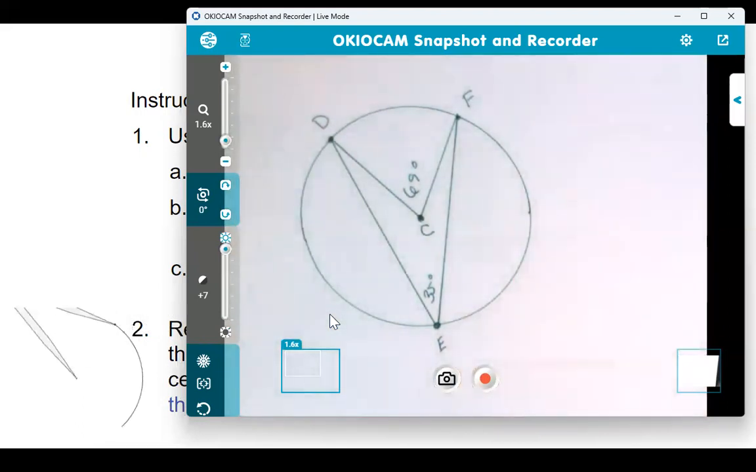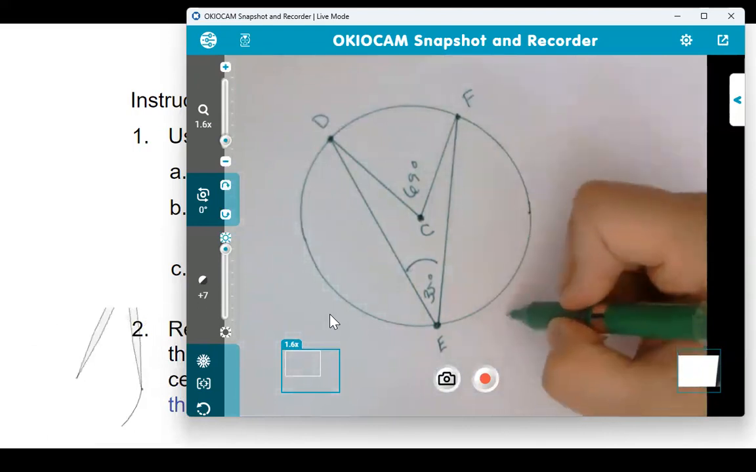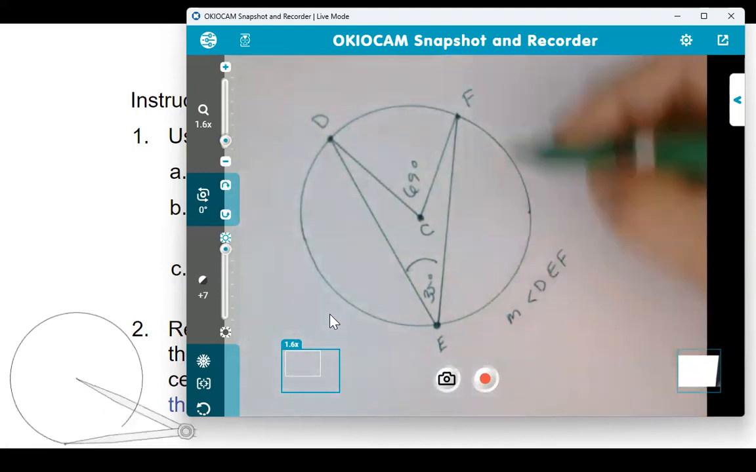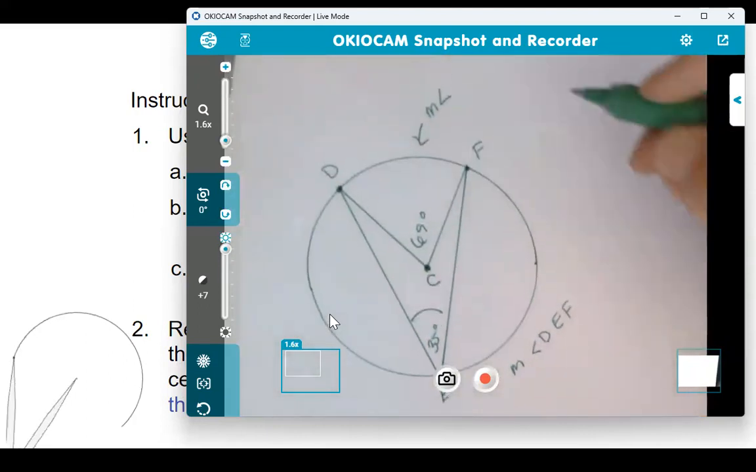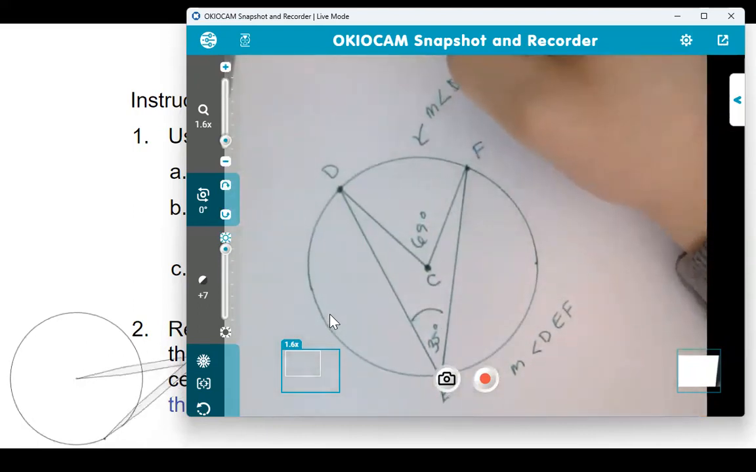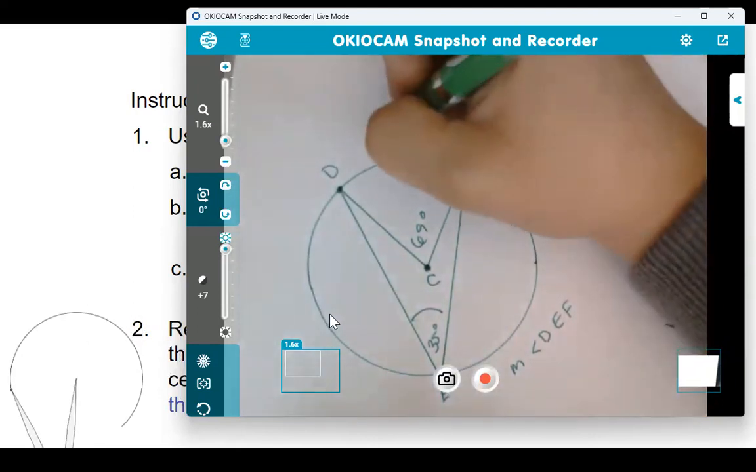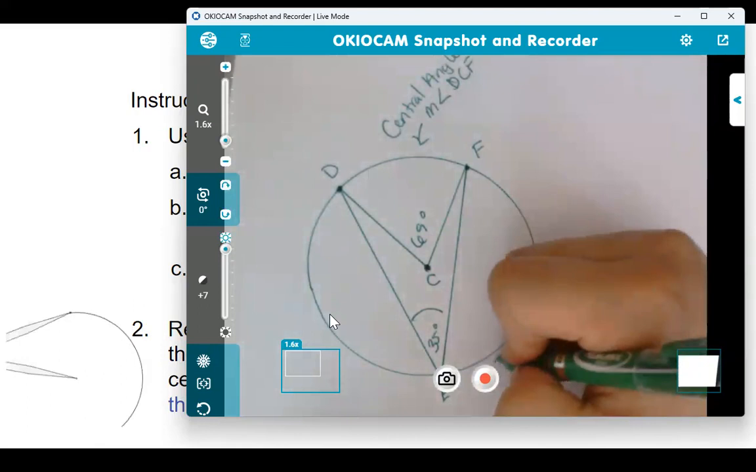So I have 69. So go ahead and repeat that same procedure, guys, for all of your circles. For your first circle, you're gonna go ahead and measure the inscribed angle, which is this part right here. Inscribed angle, measurement of angle DEF. And your central angle, measurement of angle DCF, for all angles. Okay, so central angle and inscribed.